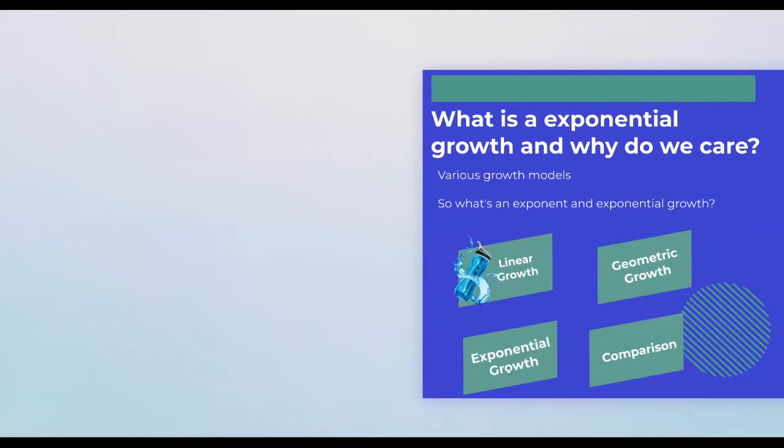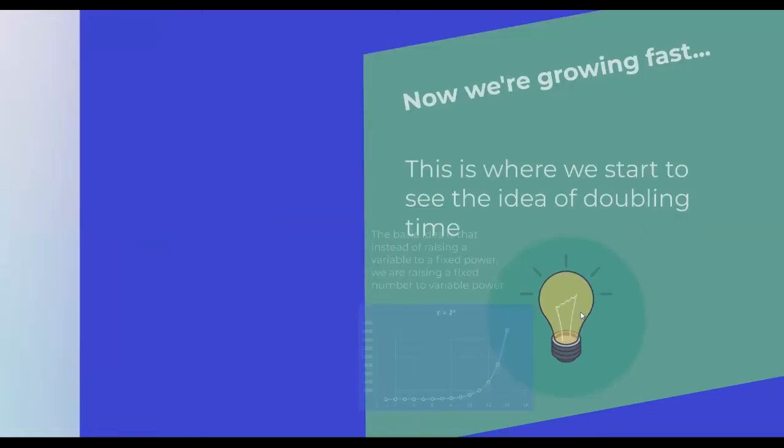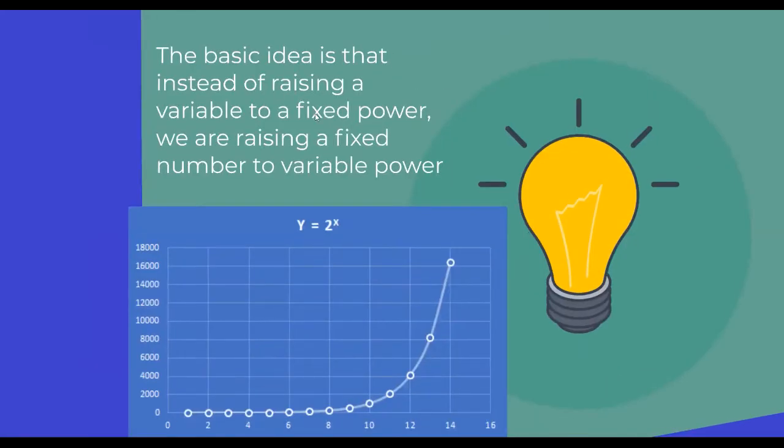And let's finally move on to exponential growth. This is where we start to grow really fast. It's where we start to see this idea of doubling time. The big idea is that in geometric growth we're raising a variable to a fixed power. So we're doing x squared, and the square isn't changing. Here in exponential growth, we have a fixed number that we're raising to a variable power. So we're going to do something like y equals 2 to the x. And this is what the graph looks like. You can see how much faster we're growing.